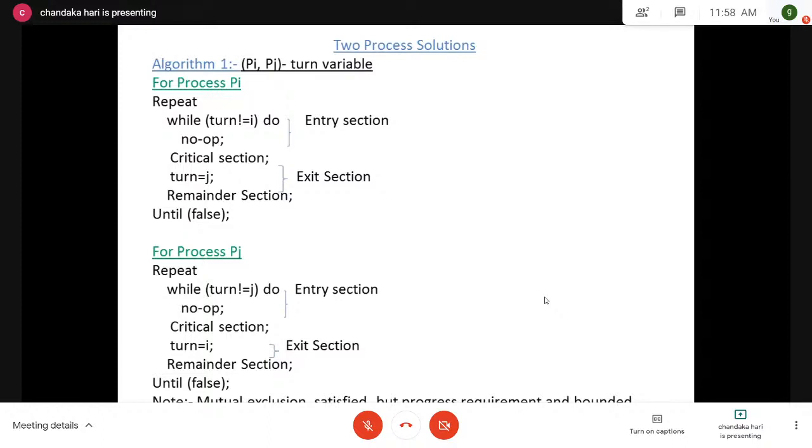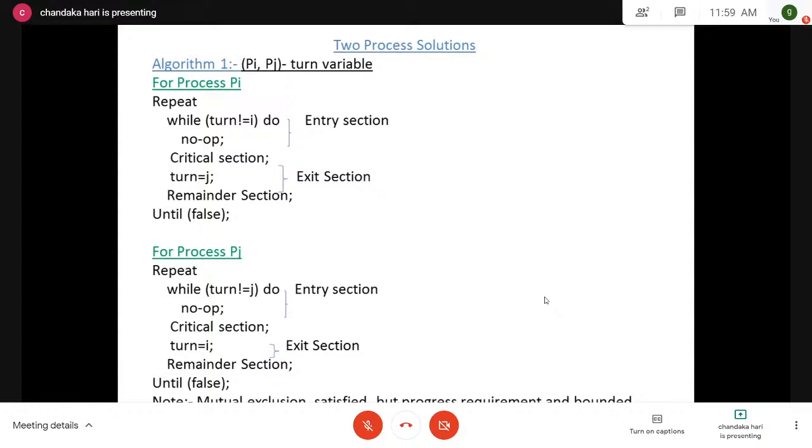And after that, if turn is equal to i, immediately you are allowed to enter into the critical section. Once your execution is complete, you need to release the resource. That is, you immediately make turn j and give an indication to process Pj: come on, you are allowed to continue. The remainder section can be continued at any moment of time. This is called the entry section and this is the exit section. You may call it the locking section and the unlocking section.